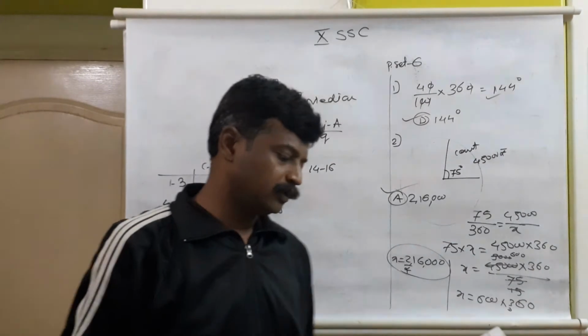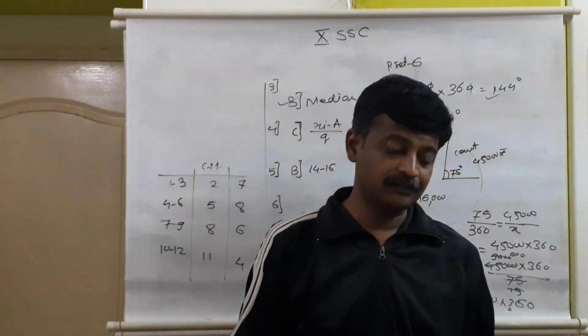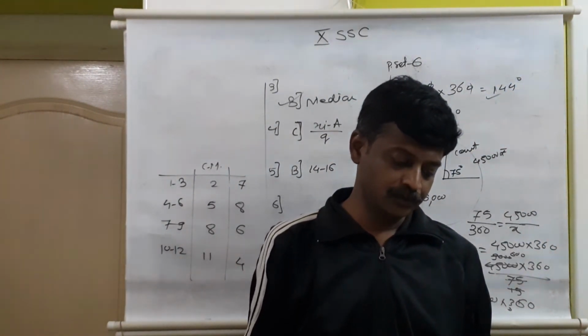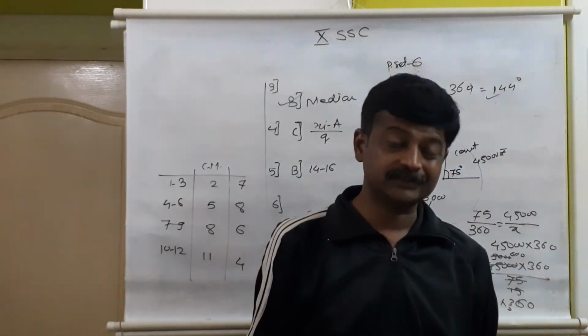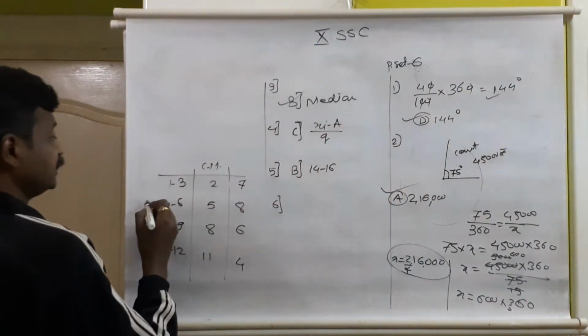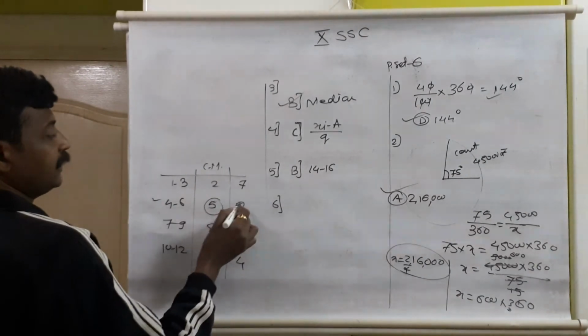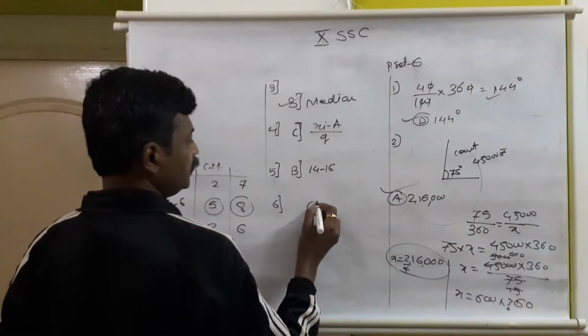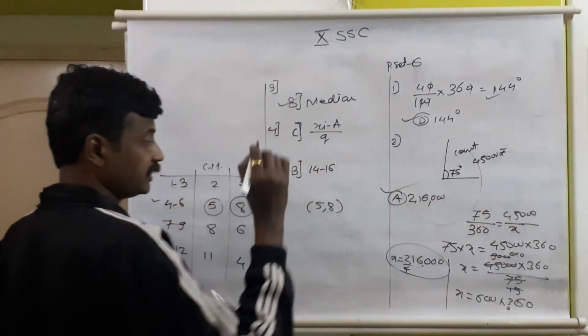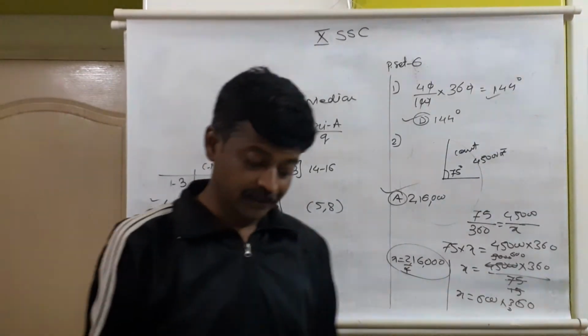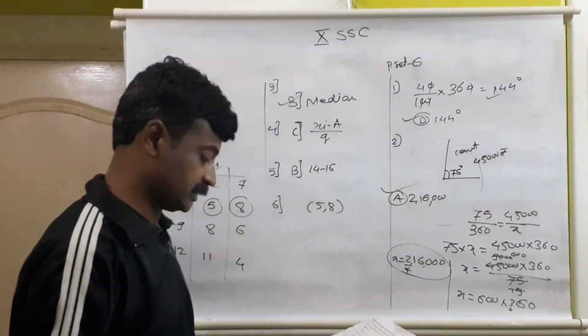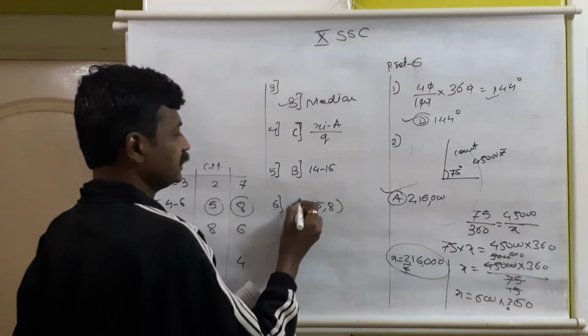The question is: the above data is to be shown by a frequency polygon; the coordinates of the points to show the number of students in the class 4 to 6. 4 to 6 is this class. So the x coordinate will be 5, the y coordinate will be 8. So it will be (5, 8). The correct option is option C. Question number 6, C is the correct option.